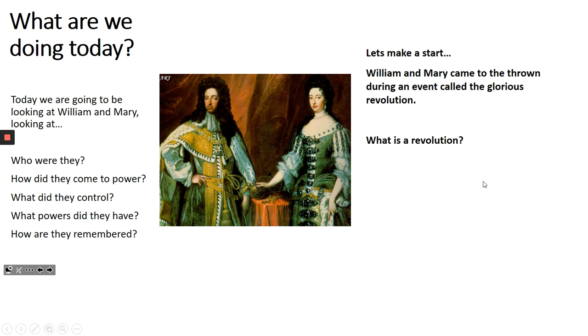William and Mary came to the throne during an event called the Glorious Revolution. I want you to pause this video and give me a definition of the word revolution, please. So I'll see you again in just 1 minute.